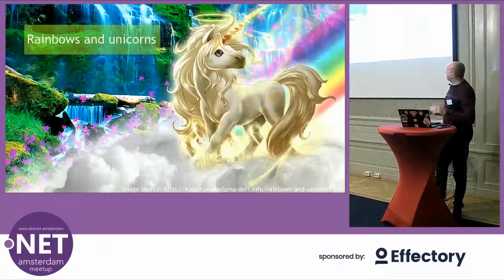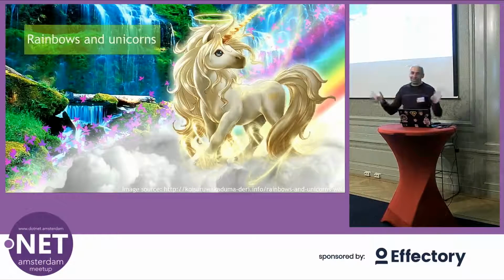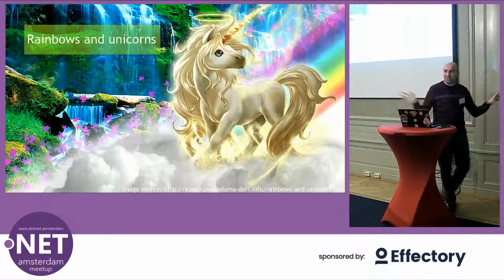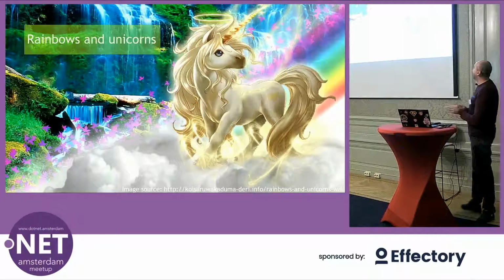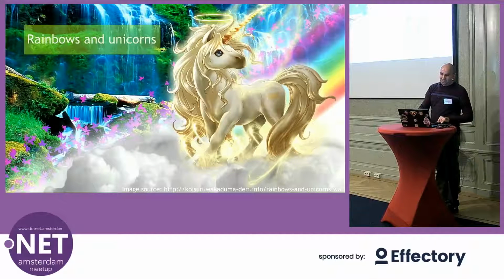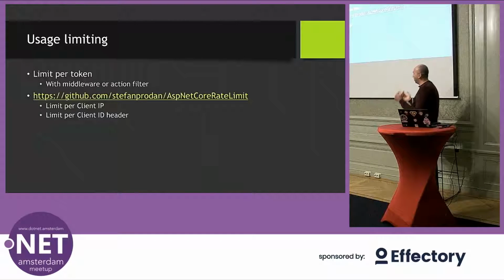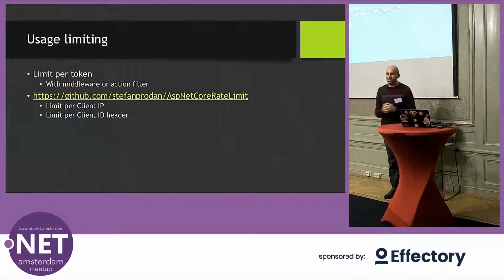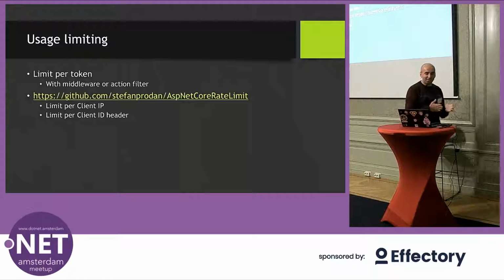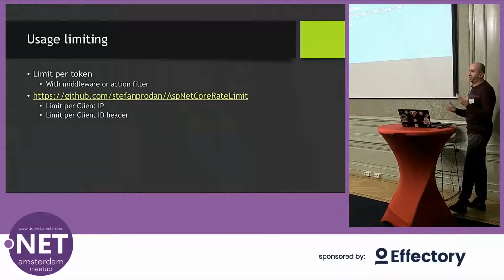Okay, so you implemented everything, you released your API, and now you can rest. Everything is rainbows and unicorns, yeah? So you know that's not the case. When you do actual deployments, the problem starts, of course. One of the problems you might face is that some users are abusing your APIs.